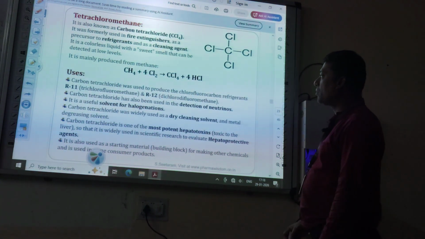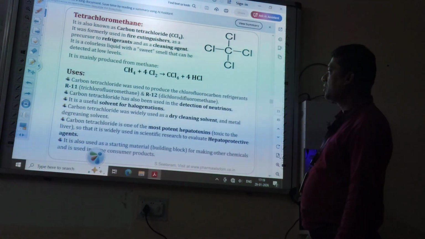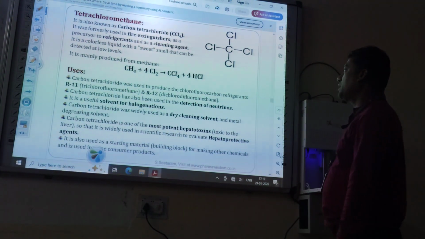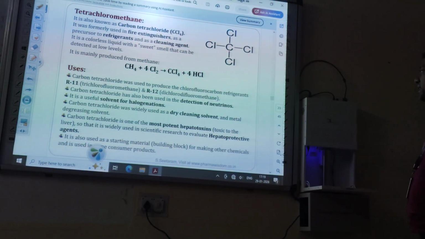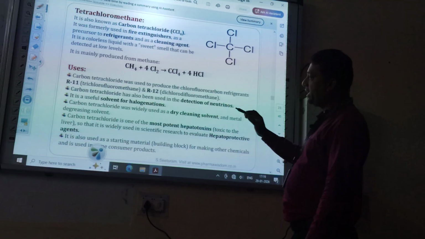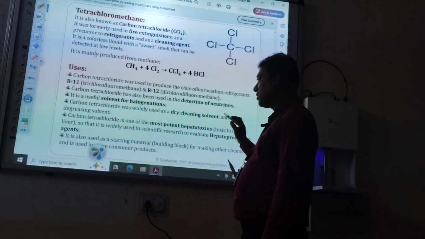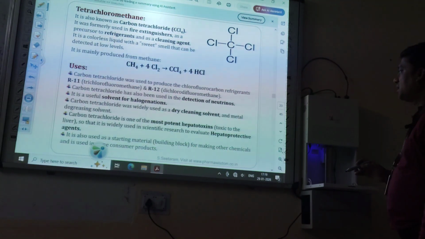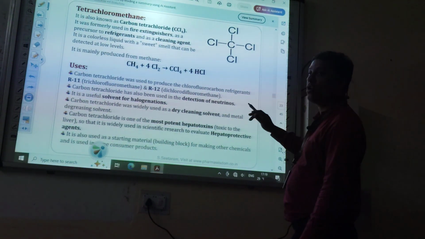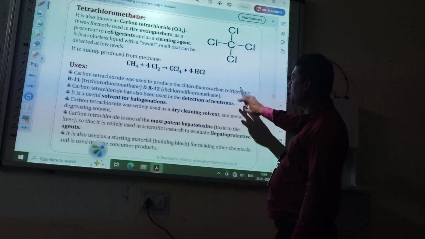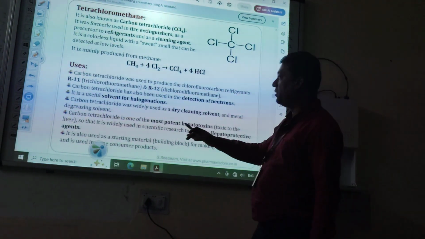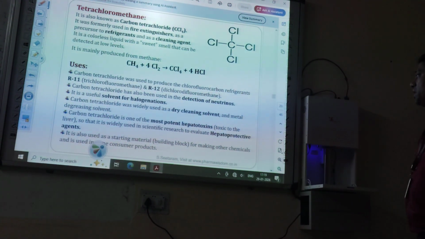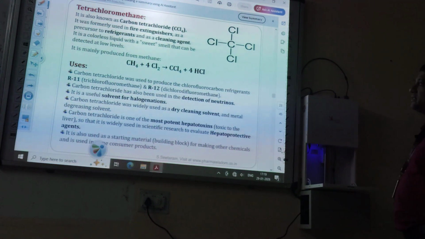It is a useful solvent for halogenation. For halogenation reactions, it is used as a solvent. Carbon tetrachloride was used as a dry cleaning solvent and metal degreasing solvent. Carbon tetrachloride is one of the most potent hepatotoxins. It is toxic to the liver cells, or hepatic cells, so it is widely used in scientific research to evaluate hepatoprotective agents.